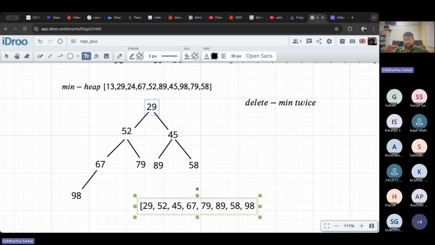So first level 29, second level 52, followed by 45, third level 67, followed by 79, followed by 89, followed by 58, followed by 98 in the last level. So this is the answer. I think many of you got it correct.